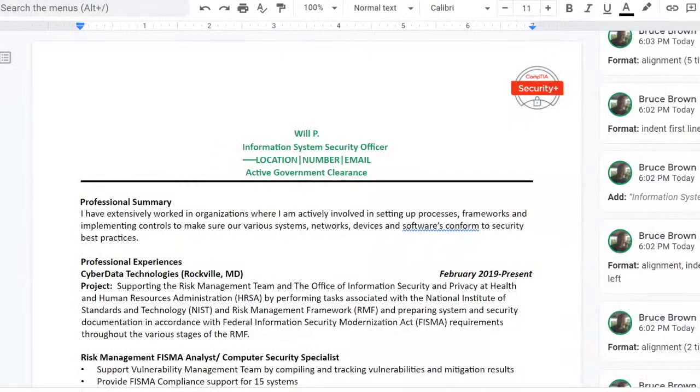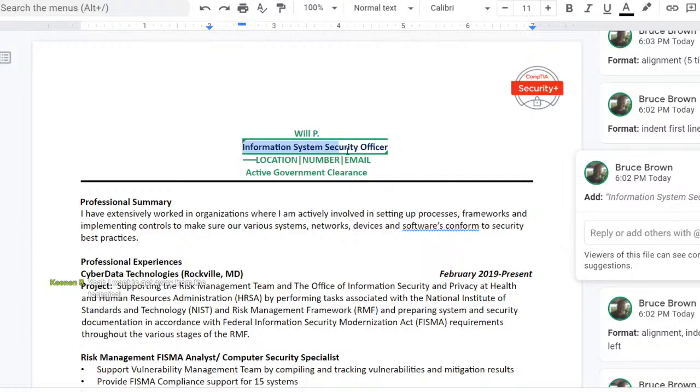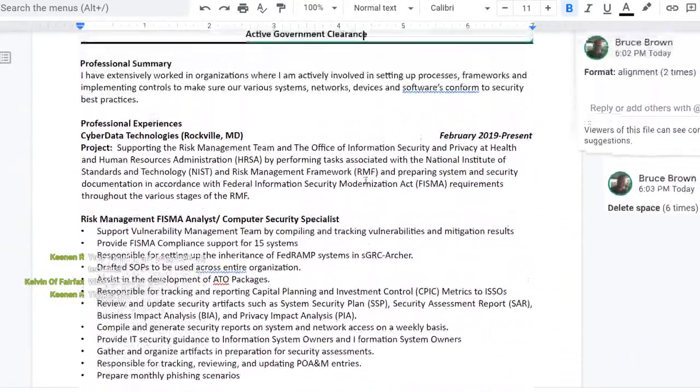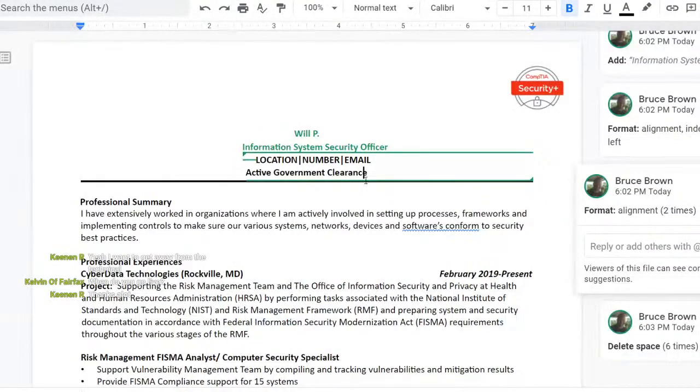So this next resume is actually somebody who's been in the industry for a longer period of time, and I changed the name to protect the innocent. This is Will P. And I took the liberty of putting the name of his job up here, and I don't know if this is what he wanted, but I kind of skimmed through what he's doing here, and it sounded to me like an information system security officer, so I put it here.